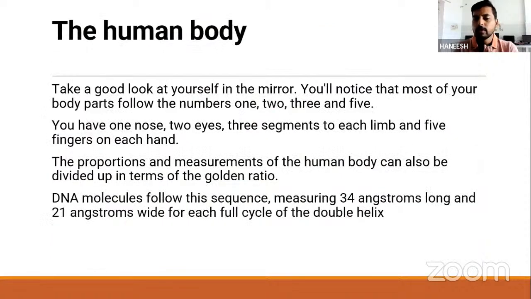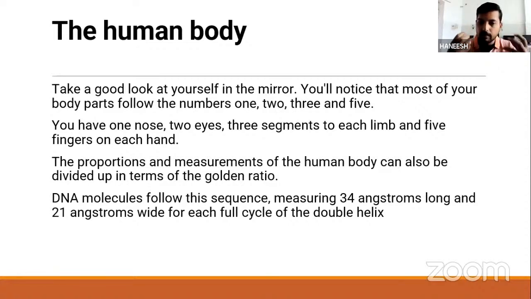If you look at the human body, if you look in your mirror and observe yourself, we do have these 1, 2, 3, and 5 patterns to begin with. Generally we have one nose, we have 2 eyes, we have 3 segments of each limb, and we have 5 fingers. And this follows a sequence of structure. The proportions and measurements of the human body can also be divided in terms of the golden ratio. Comparing the different organs of our body, the ratio can be divided into 1 to 1.618 with respect to the golden ratio.